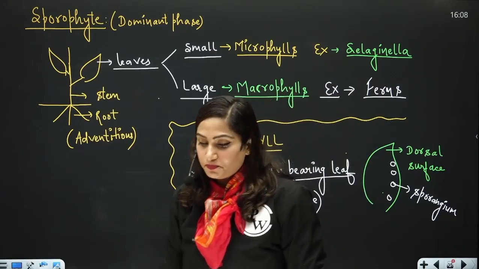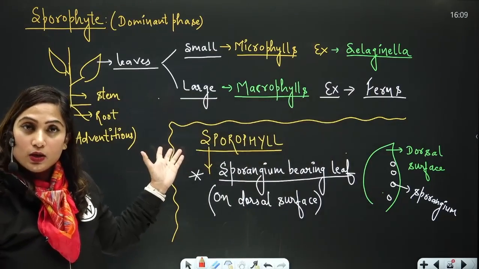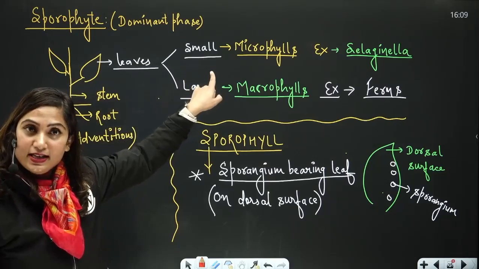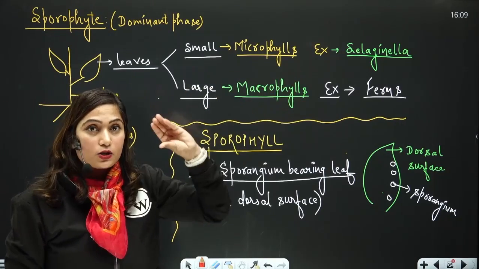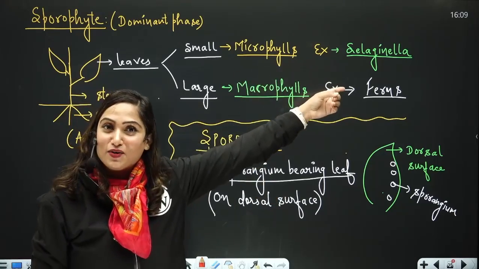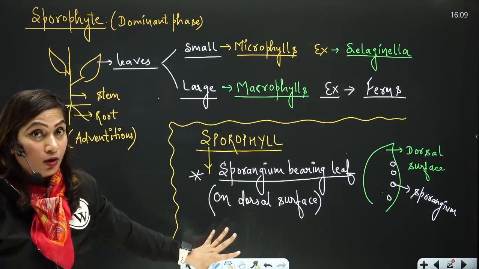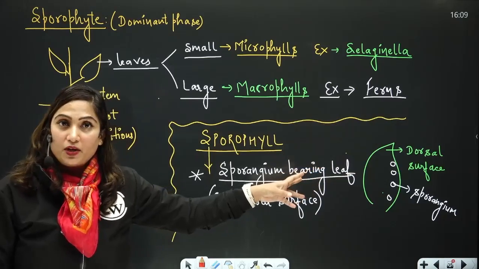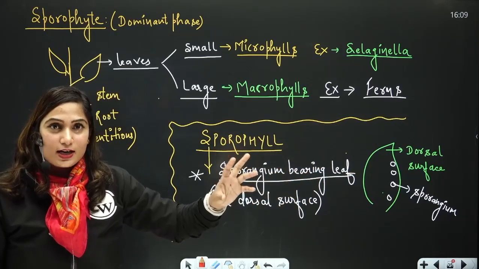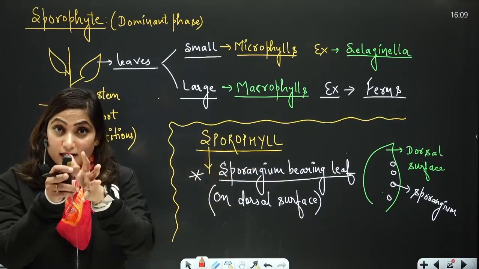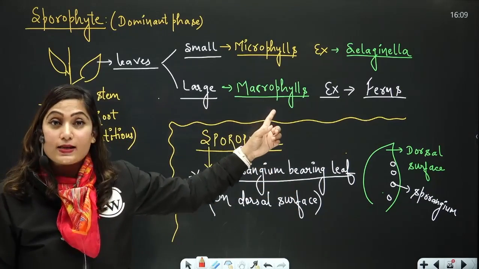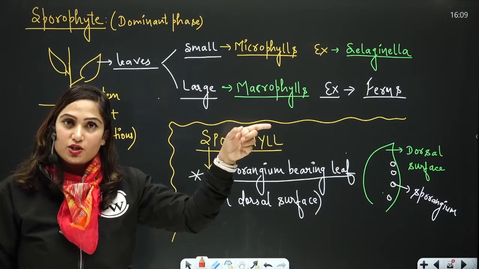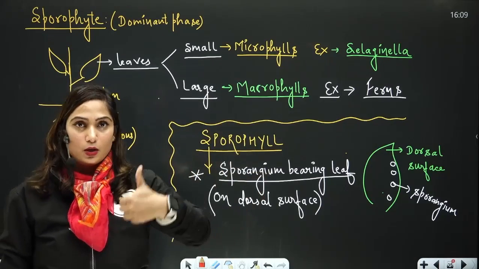Now what is written in NCERT? That the leaves present on the sporophyte can be small sized or large sized. If the leaves are small sized, they are called microphylls. Micro means small, phyll means leaf. Microphylls are found in Selaginella. This is written in NCERT, so you have to learn this, okay? But in the ferns, what are the examples of ferns? I'll just tell you: Pteridium, Pteris, Adiantum, right? The ferns are the advanced pteridophytes. In the ferns, the leaves are big sized and they are called macrophylls. You will remember small leaves, microphylls, Selaginella. Large leaves, macrophylls, ferns. Okay?